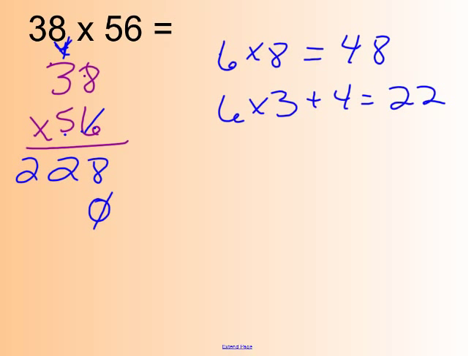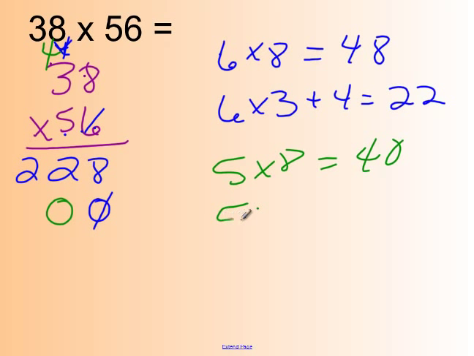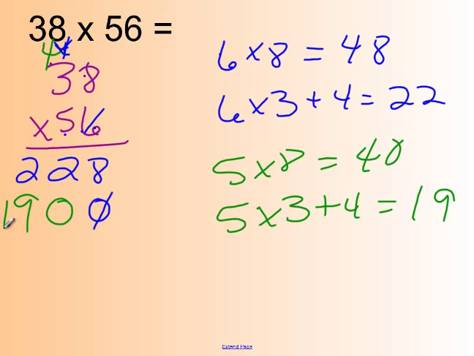All right, now we're doing 5 times 8, and that's equal to 40. So the 0 gets written here, and the 4 gets carried next door. Now we're looking at 5 times 3 plus 4. 5 times 3 is 15, plus 4 more is 19. We can put the 9 here and carry the 1 for the 19.